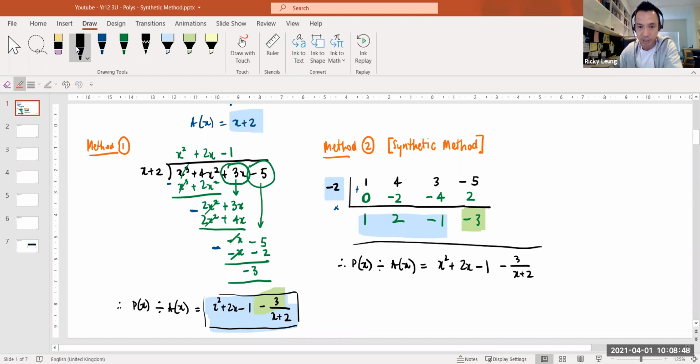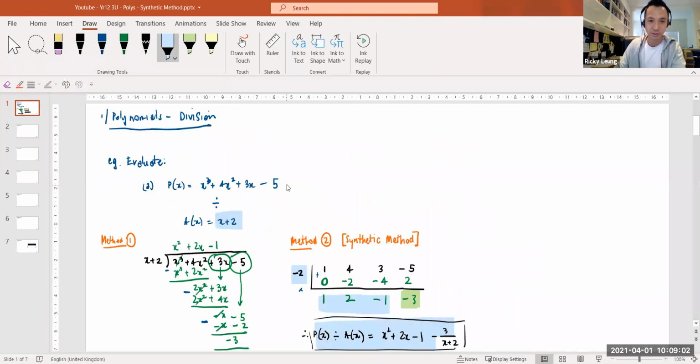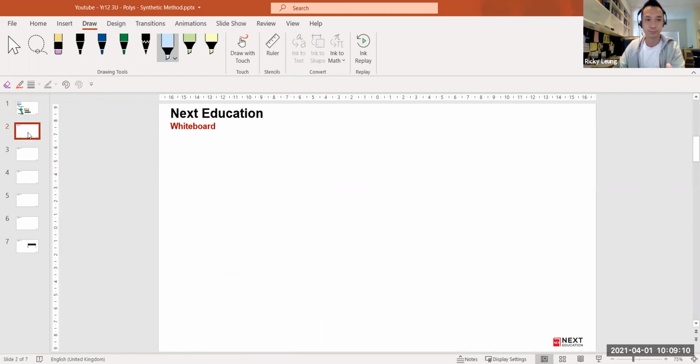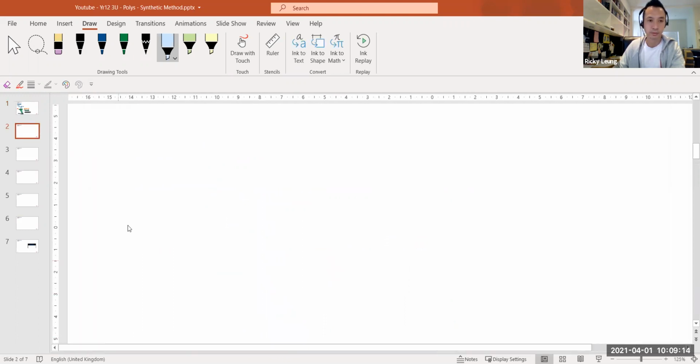Oh my goodness, how quick is that? So add, times, add, times, add, times. And then you've got it: the coefficients of your quotient and the remainder itself. Let's do another one. Synthetic method, ultra fast for dividing polynomials. Let's explore another one.